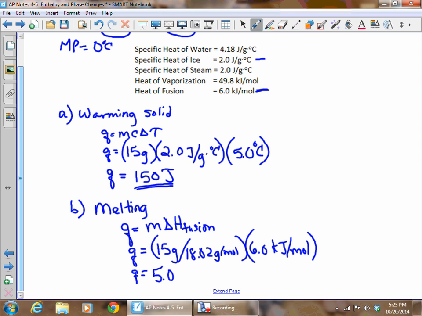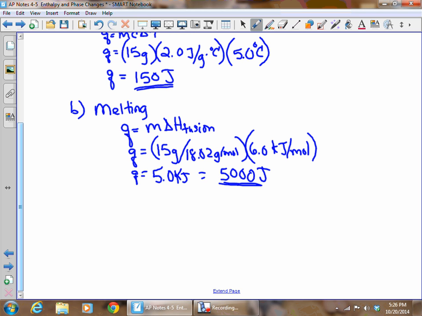But if we've already got one value in joules, we better just keep all of them in joules, or we're going to get really confused at the end when we start adding these together. So let's go ahead and change this to our 5,000 joules. Keep these all in the same unit. Our next part, after melting, we're going to need to warm the liquid. Warm the liquid water.